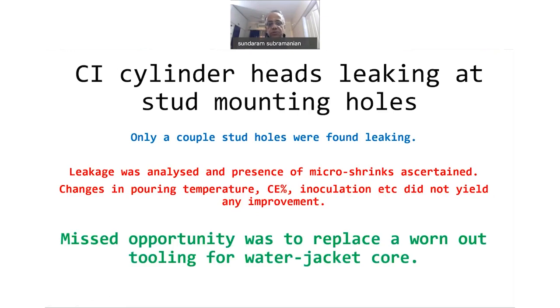The missed opportunity is a worn-out tooling for the water jacket core. I mean, who would have thought that a water jacket core could be responsible for a shrinkage? So let's see some pictures.